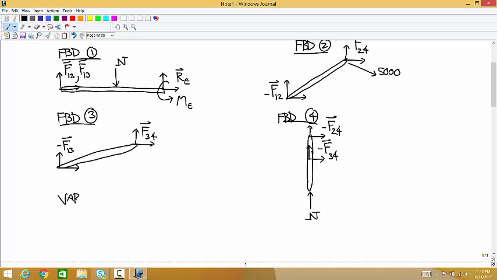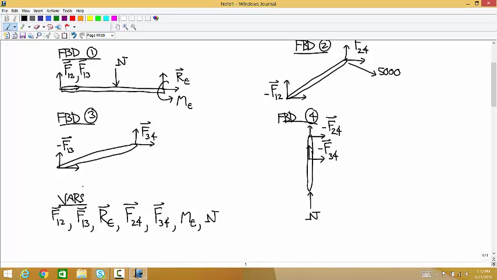The list of variables: we have F12, that's a vector, F13, I'll do all the vectors first, RE, F24, F34, and then the scalars are ME and N. Did I miss anything? What did I miss?